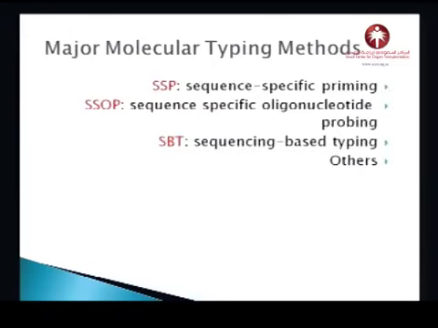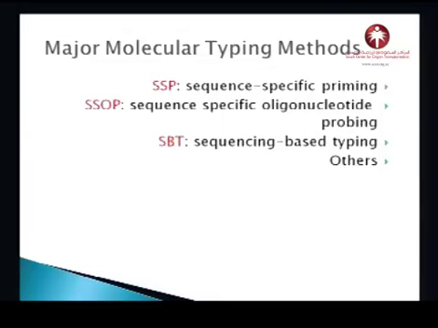The major molecular HLA typing methods in use are SSP, which is sequence-specific primer, SSOP, sequence-specific oligonucleotide, and SBT, sequence-based typing. There are others, like flow cytometry-based or real-time PCR, but those are mostly used in research, not in a clinical lab. So in most clinical labs, you will see SSP, SSOP, and SBT as the techniques in use for molecular HLA typing.